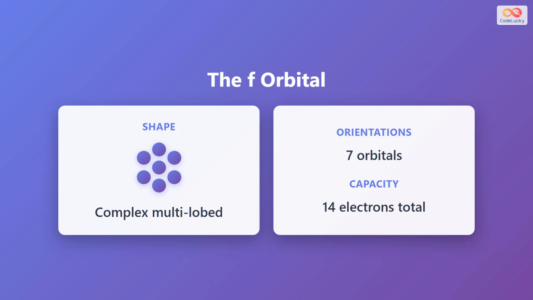The f orbital has the most complex shape of all. F orbitals are multi-lobed structures that are difficult to visualize due to their intricate three-dimensional arrangements. Each f sublevel contains 7 f orbitals, each with different spatial orientations. With 2 electrons per orbital, a complete f sublevel can accommodate up to 14 electrons total. F orbitals first appear in the fourth energy level and are important in understanding the chemistry of rare earth elements.